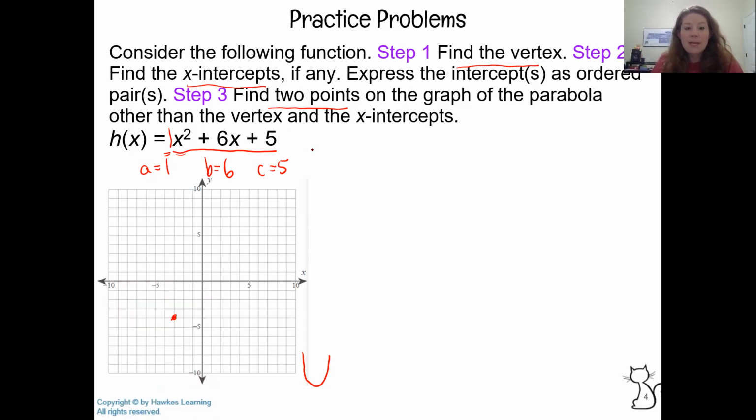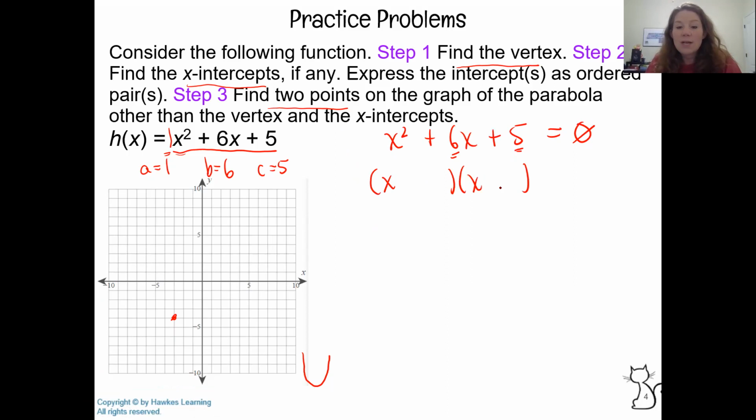All right, let me pull my pen up. So we have x squared plus 6x plus 5. We're going to set it equal to 0. Y is 0, so we want to find out what our x values are. So we want to think of 2 numbers that multiply to give me 5 and add to give me 6. Well, that means those 2 numbers are 5 and 1. Because positive 5 times positive 1 is 5, and 5 plus 1 is 6.